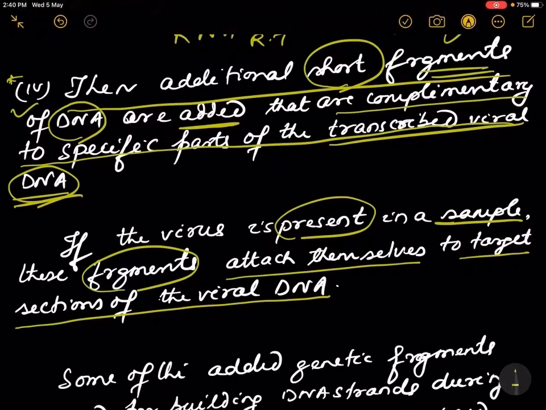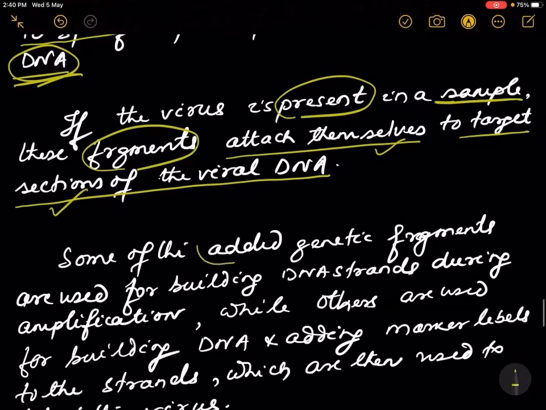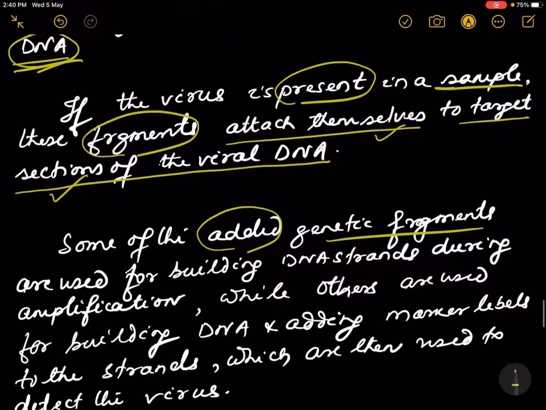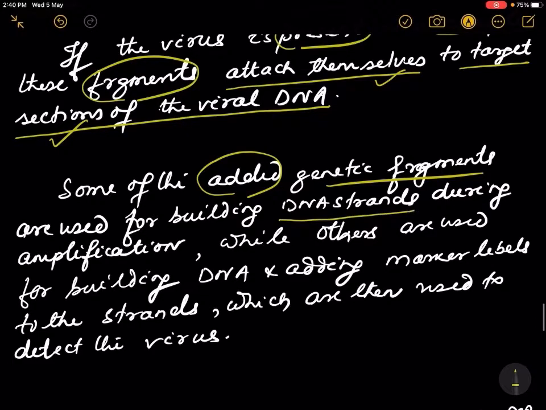Some of the added genetic fragments are used for building DNA strands during amplification, while others are used for building DNA and adding marker labels to the strands, which are then used to detect the virus.